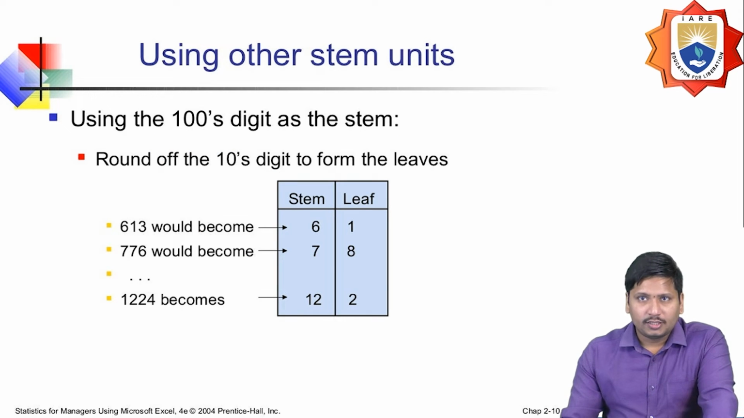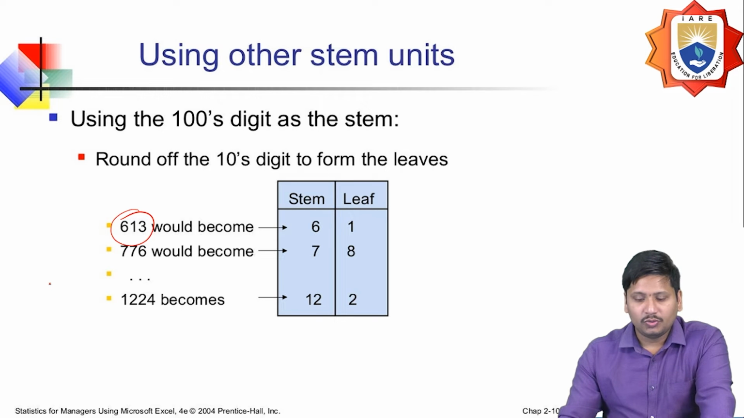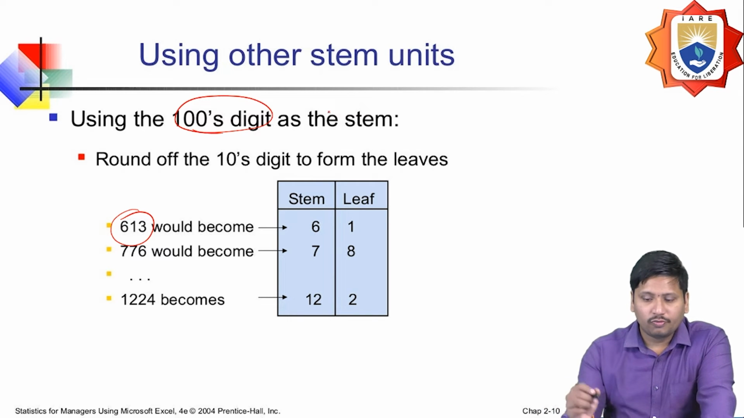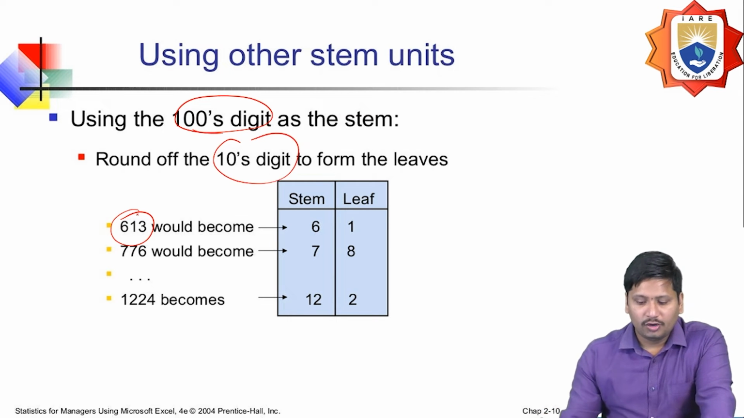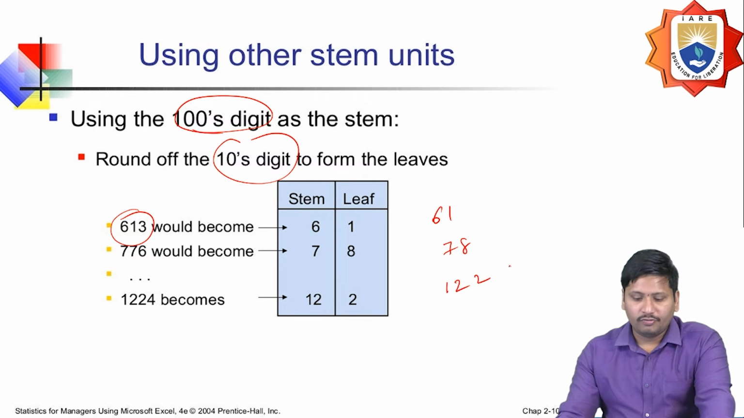Let's take another example, with the hundreds digit as part of the stem value now. For that, first we have to round off to the tens digit. If I take 613 as the value, what should the stem and the leaf become? For these three-digit numbers, we first round off to the tens digit. So that becomes 61, and this becomes 70, and 200, like this, are rounded.